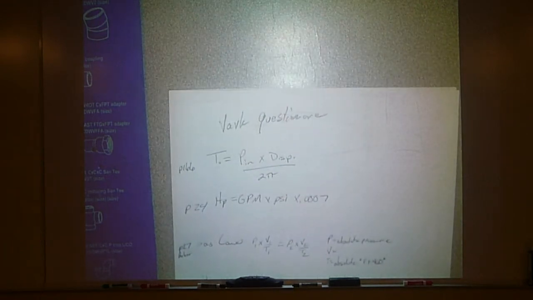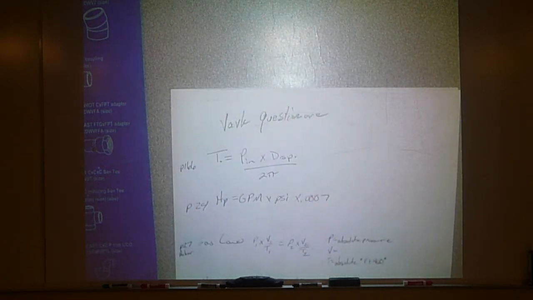Here's a question about the volumetric volume of air. What's the final air pressure in the tank? Volume stays the same. Temperature drops. 1,000 cubic feet. What do you have in the end? So that's your gas laws.